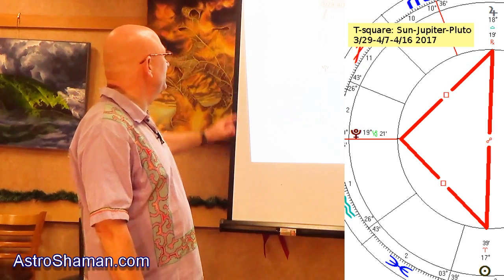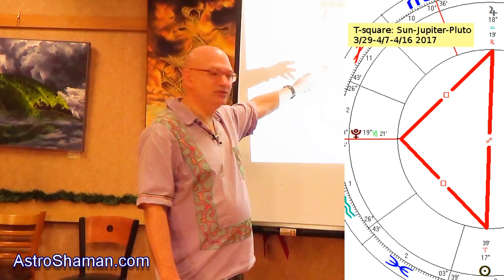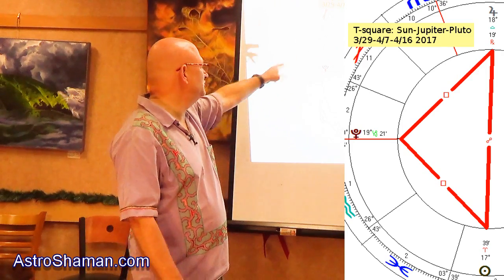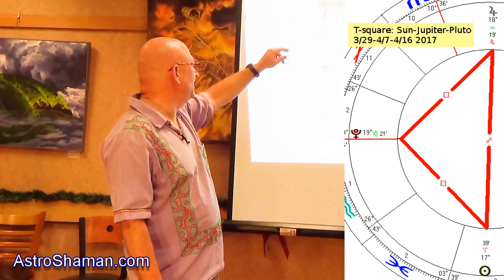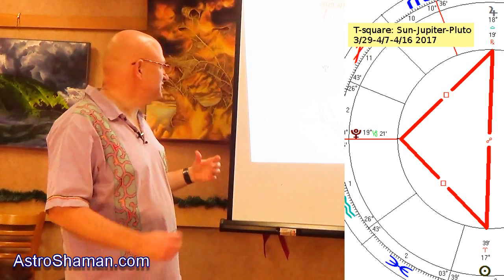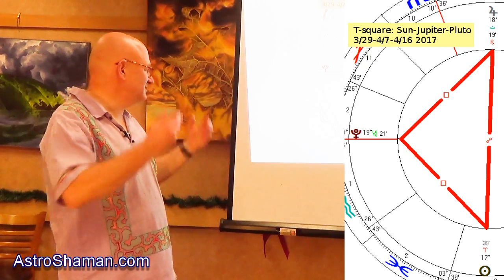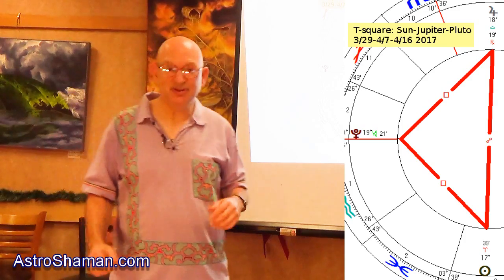Then another trigger event. Now we have Jupiter working with just one of the two outer planets. So here we have Jupiter square Sun, Jupiter-Pluto Sun square, March 29 to April 16, for about half a month. So this is, again, a stimulation of that. That means first half of April, Jupiter-Pluto gets stimulated by a trigger.